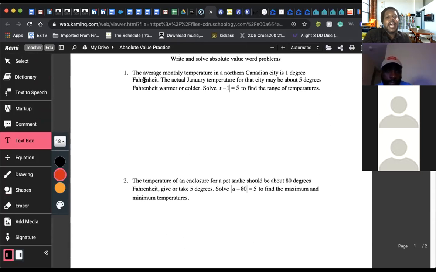So the word problem, it says the average monthly temperature in a northern Canadian city is 1 degree Fahrenheit. 1 degree, you read that correctly. The actual January temperature for that city may be about 5 degrees Fahrenheit warmer or colder. So what is the range of temperatures? In order to find the range of temperatures, we need to solve the absolute value problem. So that means we are going to do this absolute value equation.